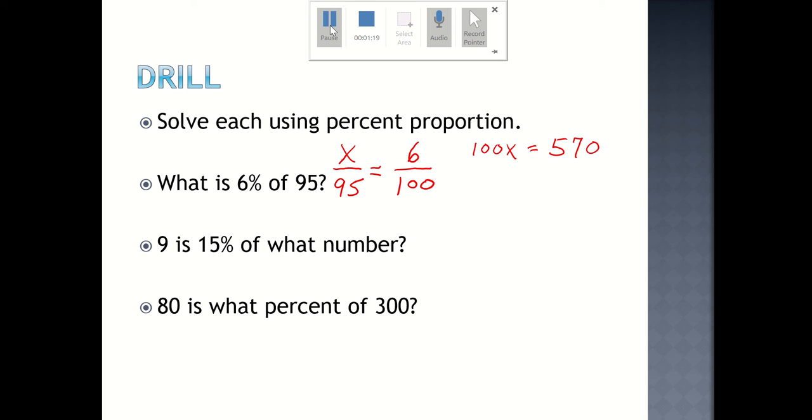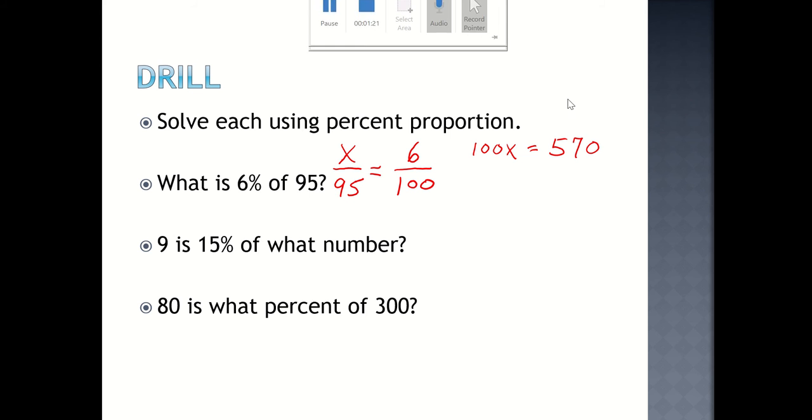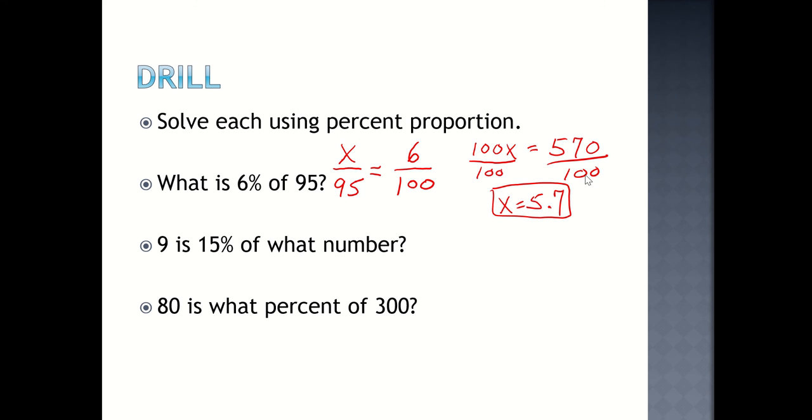I want you to get to where you can do this mentally. So when we divide by 100, we have to move our decimal how far? 2 spots to the left. So when we divide by 100, it's going to be 5.7. And there you see that. We divide by 100, and we get x equals 5.7. So 5.7 is 6% of 95.